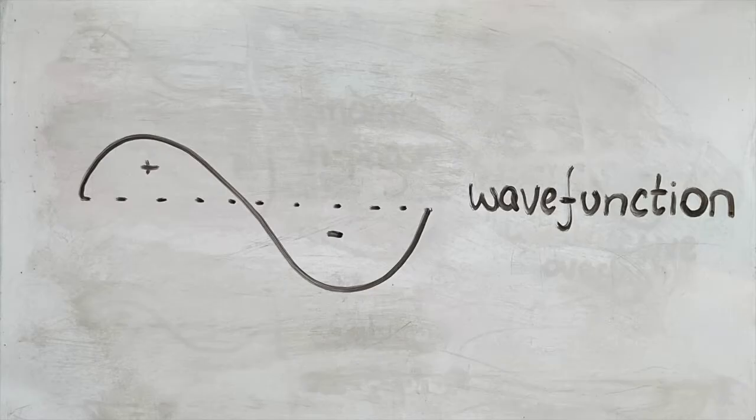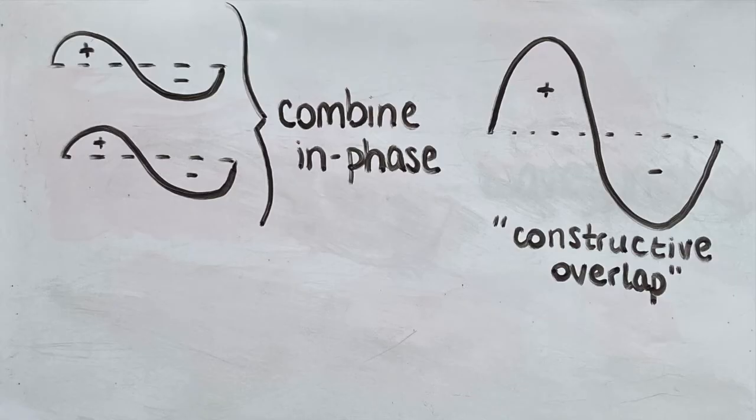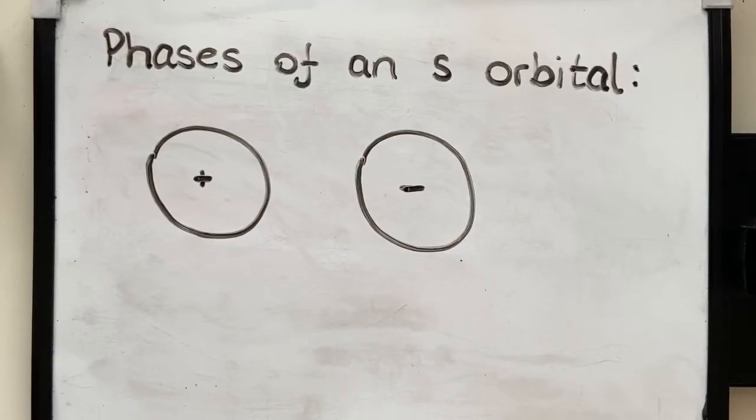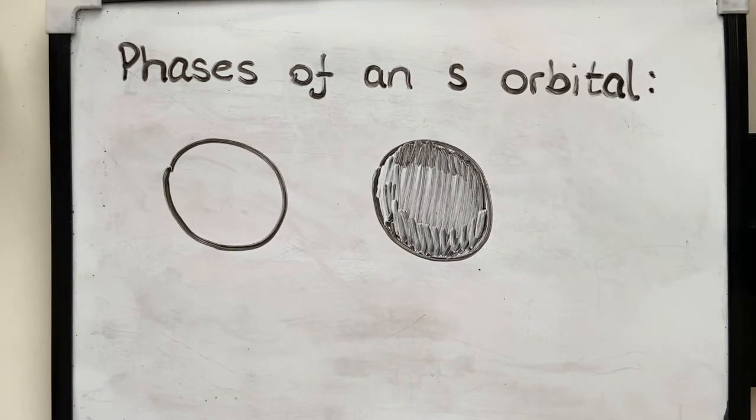Electrons in atomic orbitals can be best described as a wave function, and when we consider these wave functions, they can combine in phase by way of a constructive overlap, or out of phase via a destructive overlap. Therefore, in the linear combination of atomic orbitals, we must consider the phases of atomic orbitals. This is simple for s orbitals because there is only one consistent phase across the sphere. This phase can either be positive or negative, which we usually represent as unshaded or shaded.